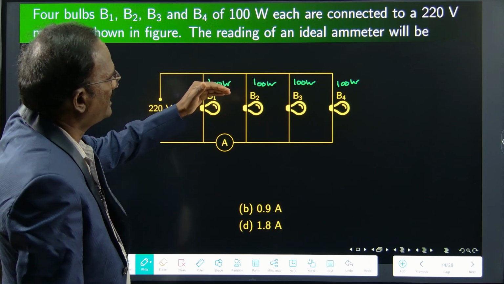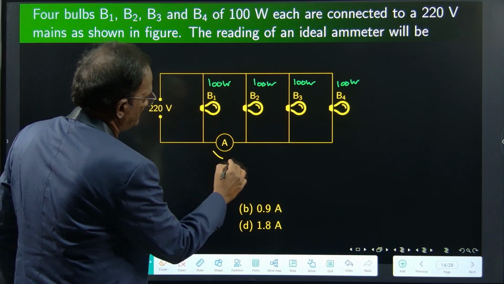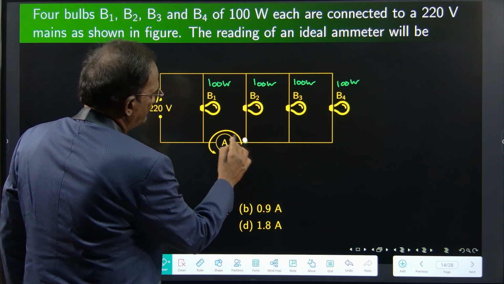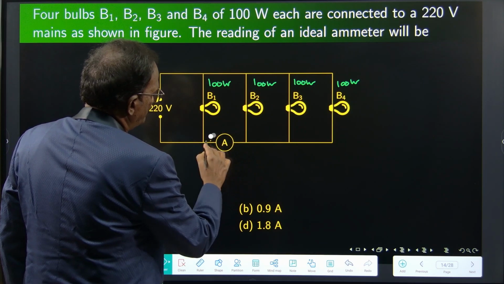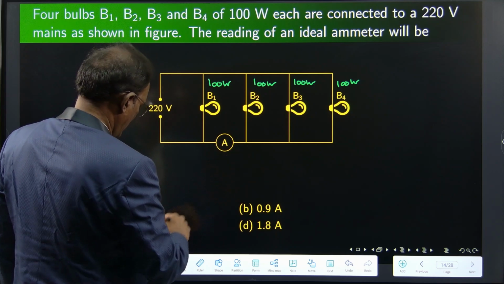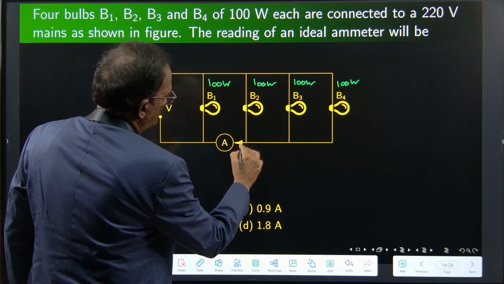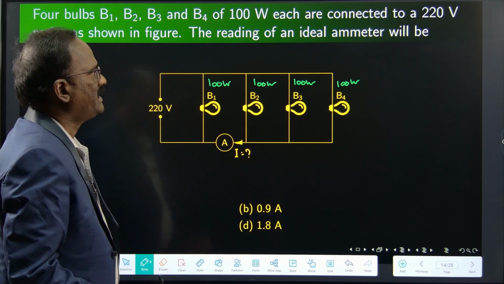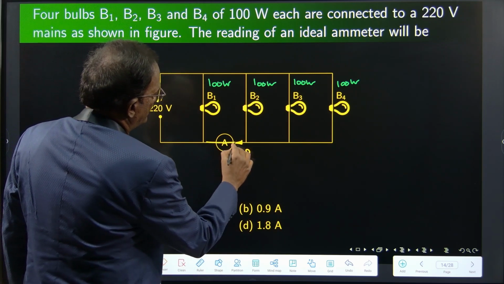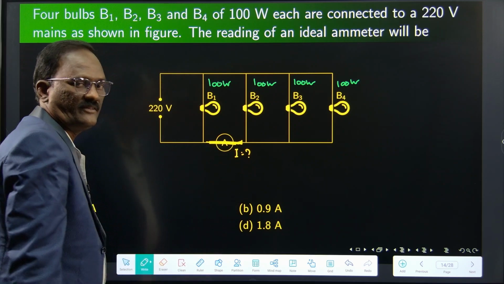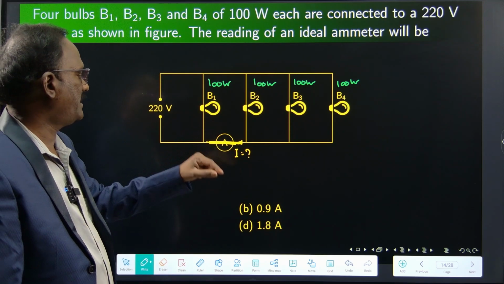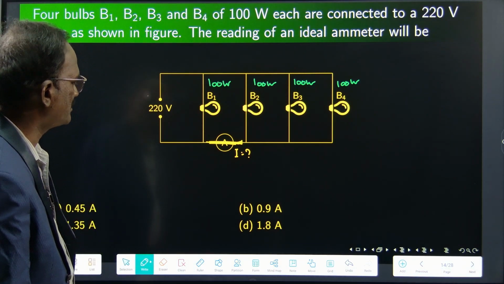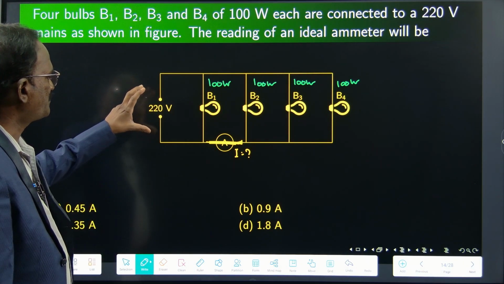The reading of the ideal ammeter will be what? That means the current through this line is asked. Ideal ammeter means it has 0 resistance here. We can have a short circuit instead of this ammeter. Through the short circuit, what is the value of current flowing through it? So that is the question. Right? So this is parallel.